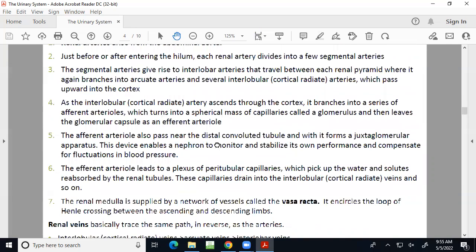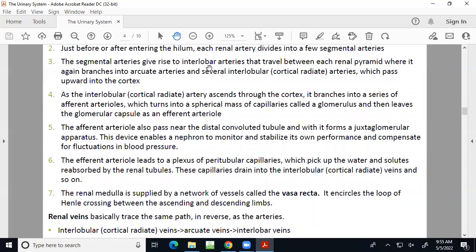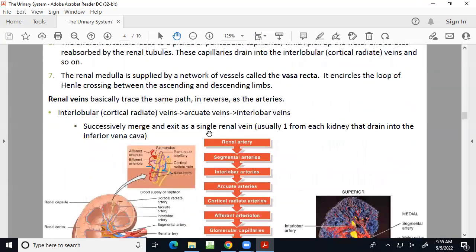And then those give rise to what we call interlobar arteries. We call them interlobar because, as you guys remember, hopefully by now, I've said this a million different times this semester, inter means between. So interlobar means between lobes, and that's what they do. They travel between each renal pyramid, where they again branch into what we call arcuate arteries and then several interlobular or cortical radiate arteries. And those are what pass upward into the cortex.